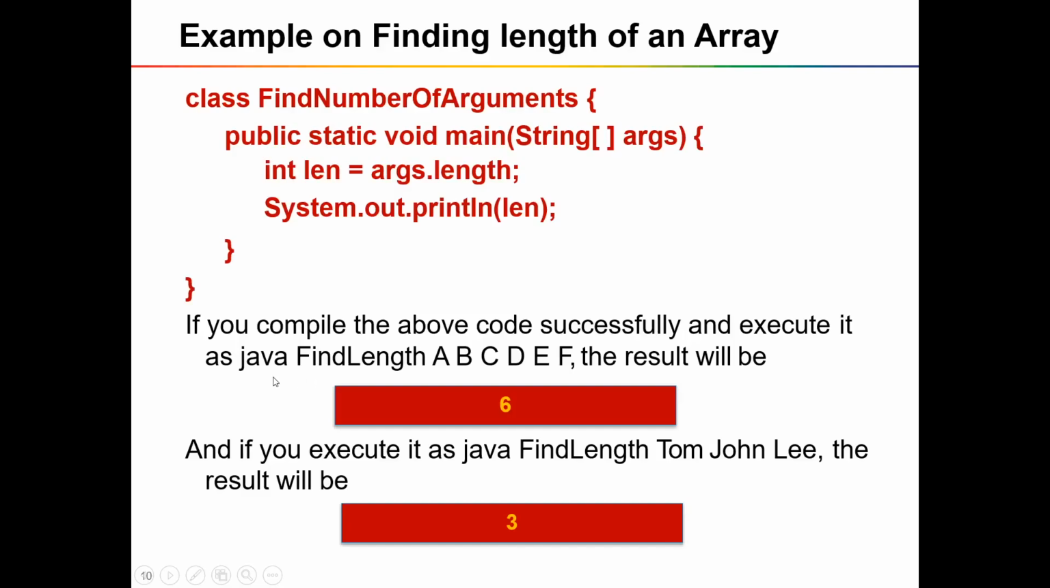So for the given case, we are passing 1, 2, 3, 4, 5, 6 arguments. So first argument is capital A, second argument is capital B. Then we are trying to print the size of the array. So here the size of the array is 6. Likewise, for the second case, we are passing 3 words, Tom, John and Lee. So 3 words. So the size of the array is 3.